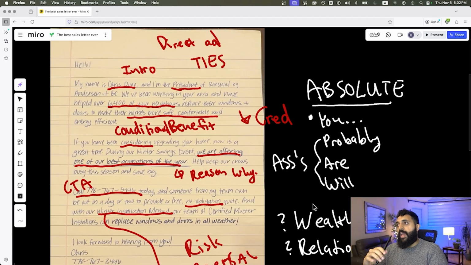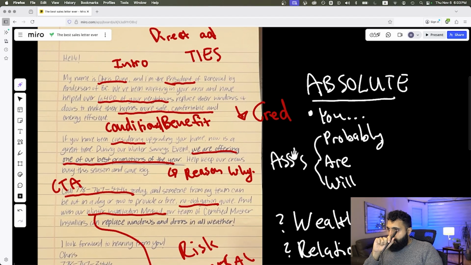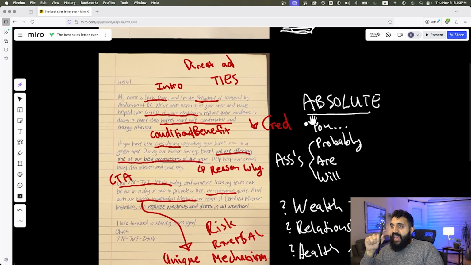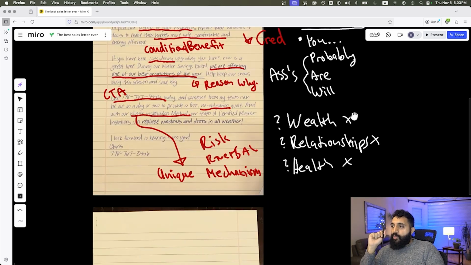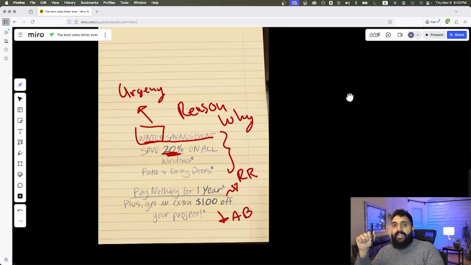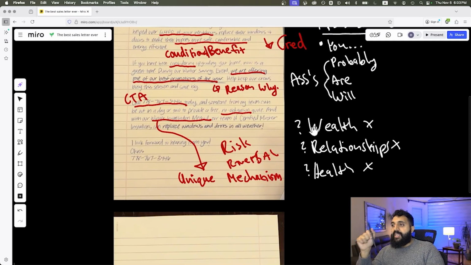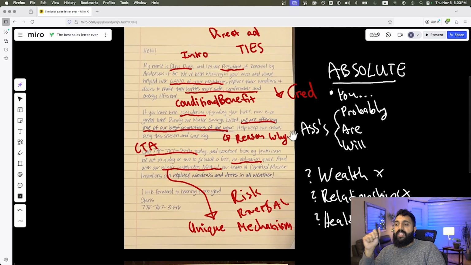But what I want you to get is very, very specific. What I want you to get is that these elements will always work in any market, in any niche, in any vertical, for any business. Give them urgency, give them a reason why, give them risk reversal, make the offer sweet, give them a unique mechanism, be direct about it, and you will find some great results with that.